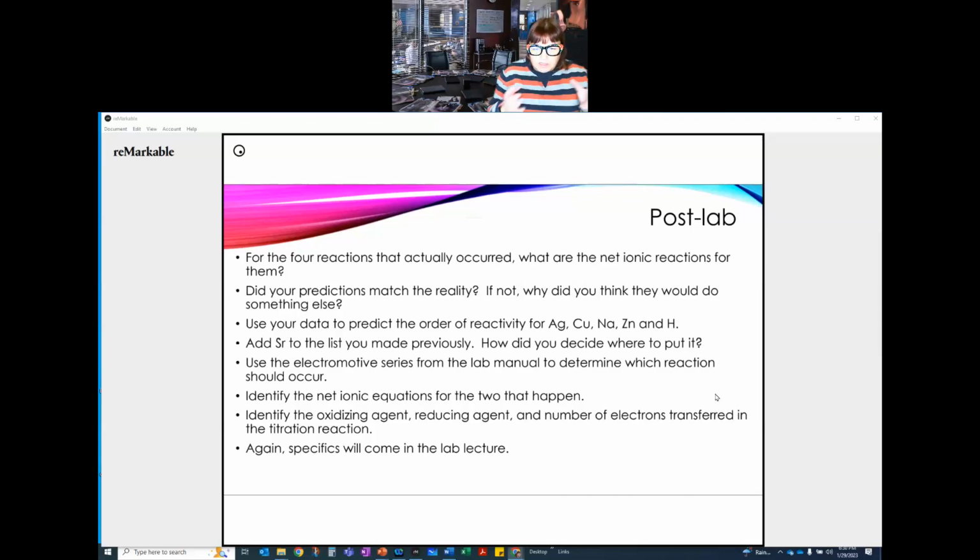Okay. So it's a lot of repetition about what we're doing. There is an activity series, which we call the electromotive series. It's another phrase for it. That you'll be using for this particular lab. We want you to be able to use that data and work with it. Okay. So that's everything I have for that particular experiment.